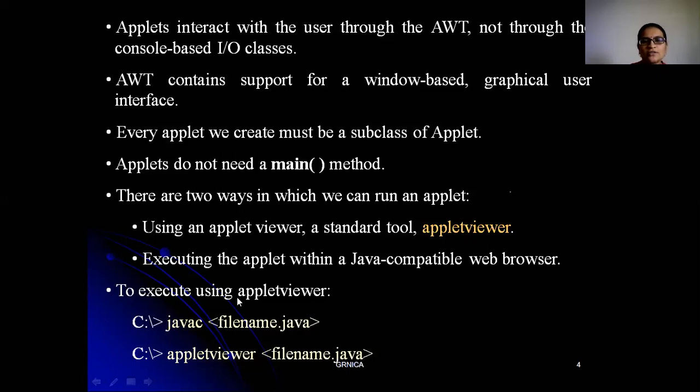So, to execute using applet viewer: the first step is the same, to compile the Java code, javac and the file name HelloWorld.java. Then, if you have applet viewer on your computer or PC, you just give the command appletviewer, space, file name dot java.